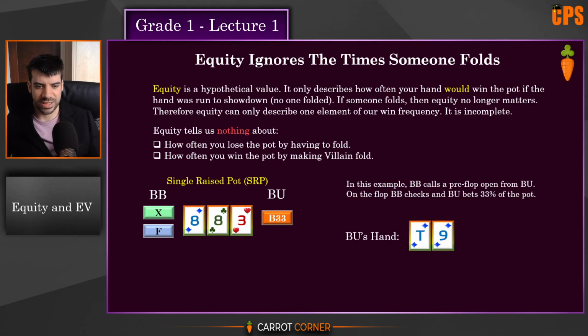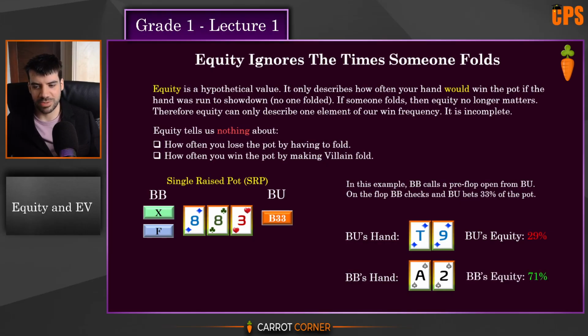Button's hand in this exact situation was actually 10-9 of diamonds. This really happened at some point in the universe, in some realm, I don't know. Probably this hand has occurred, right? So button's hand was 10-9 of diamonds, and big blind's hand was the ace-deuce of spades. This means that on the flop, button's equity with 10 high was only 29%, and big blind's was 71%.